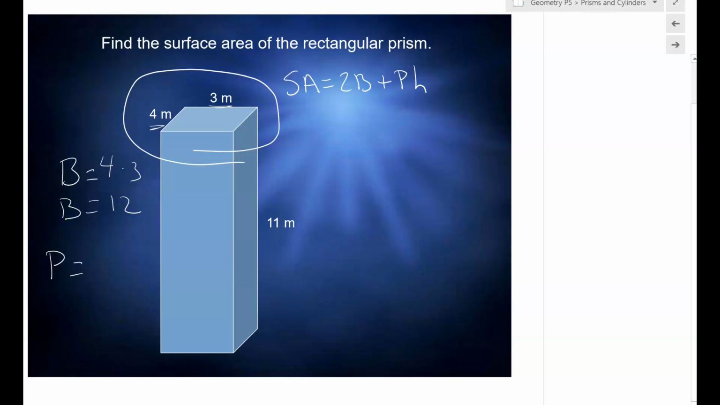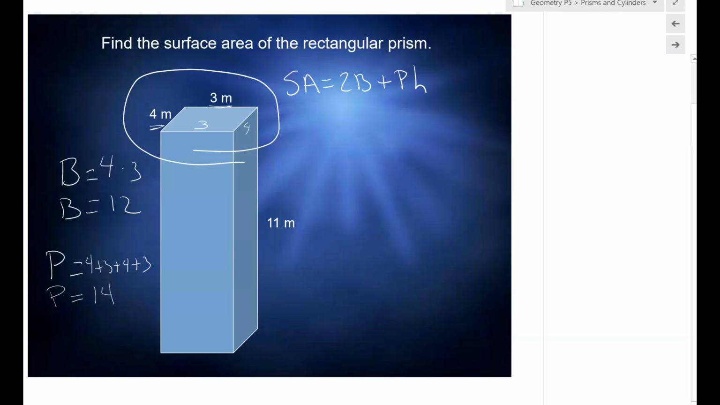We'll worry about the units at the end. All right. Perimeter, you're going to add up all the sides. Well, if this one's 3, this one's 3, and this one's 4. So we're going to add up, 4 plus 3 plus 4 plus 3. Okay. And so what does that give us? 14? Yeah, 14 is my perimeter. Okay.